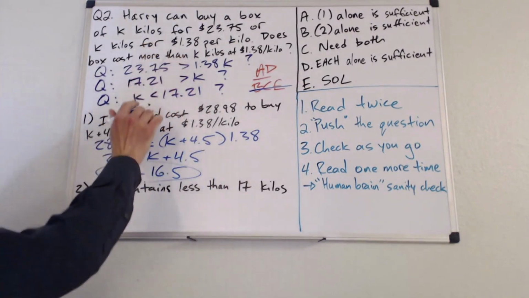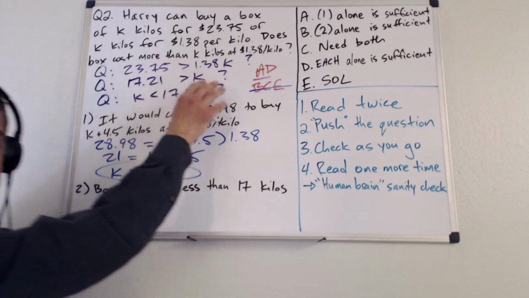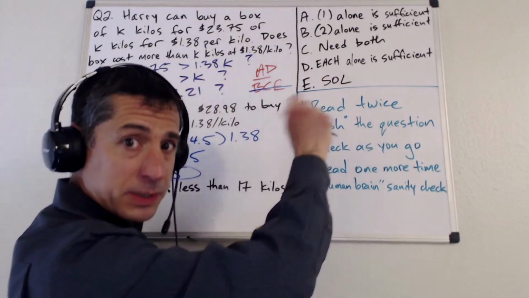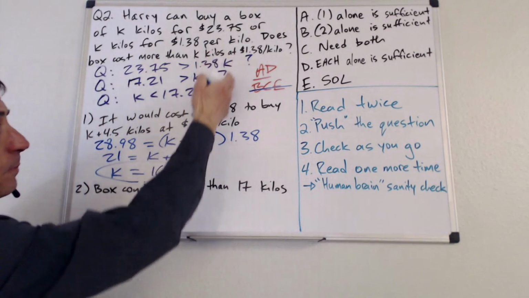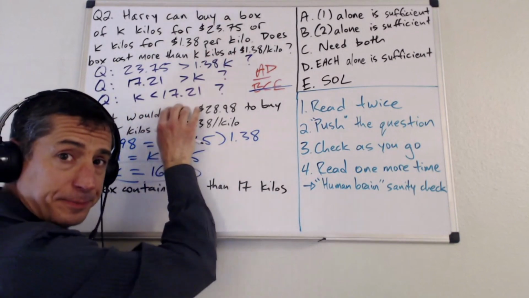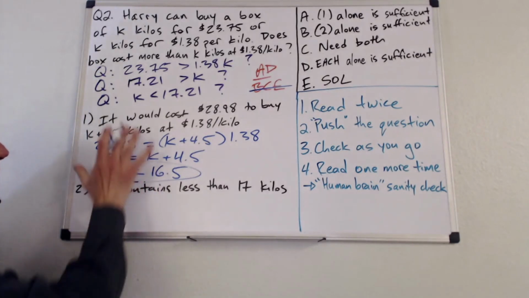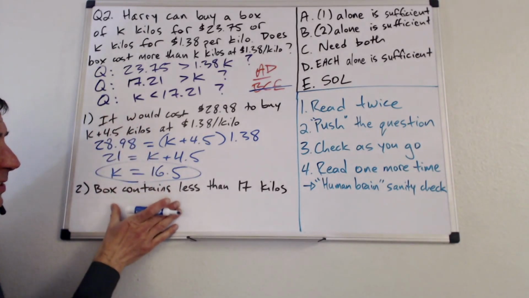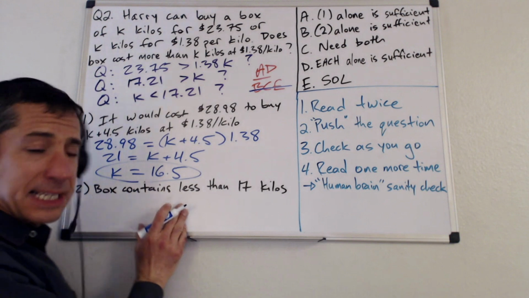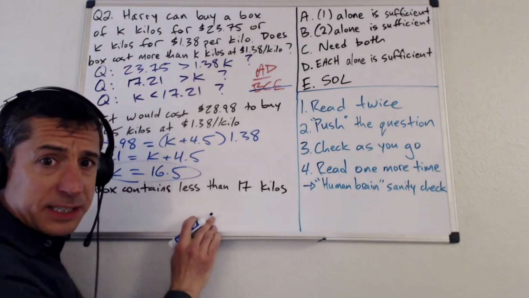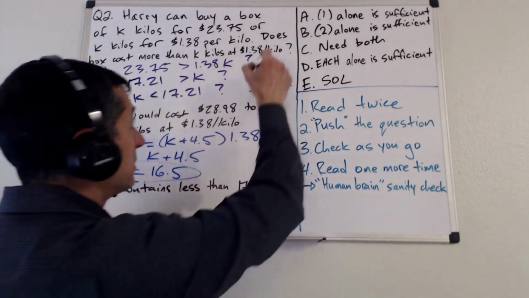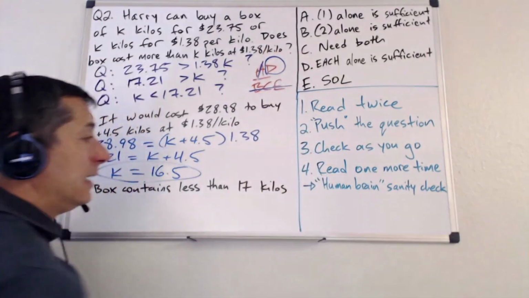Wash my brains. Again, what am I looking for? I want to know if the box is going to be more expensive than buying those same K kilos individually. Remind myself once I did the arithmetic, turns out that we're being asked is K less than 17.21. Going to forget about this. Wash my brains. Look at this in isolation. The box contains less than 17 kilos. There it is on a silver platter. I'm happy. Great. Answer is D.